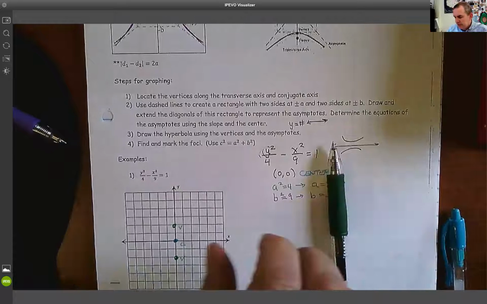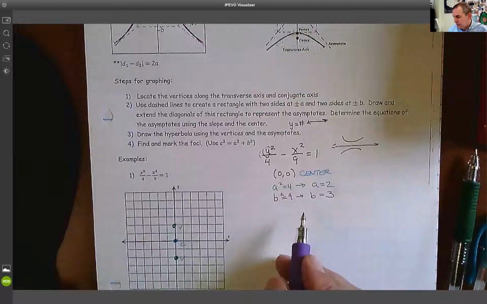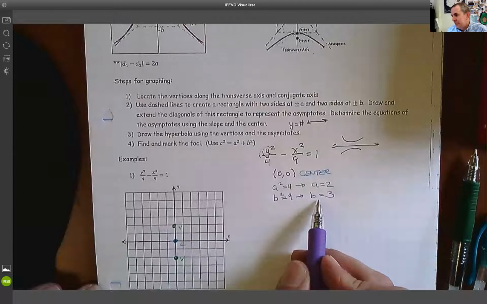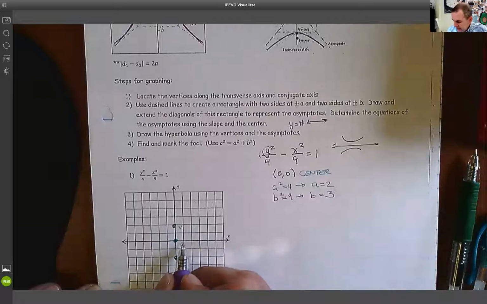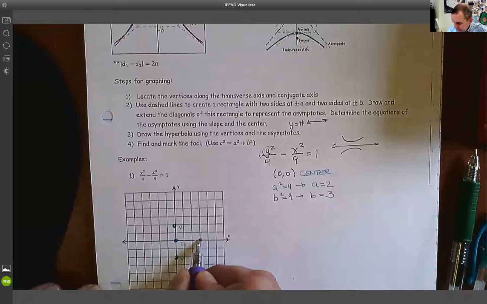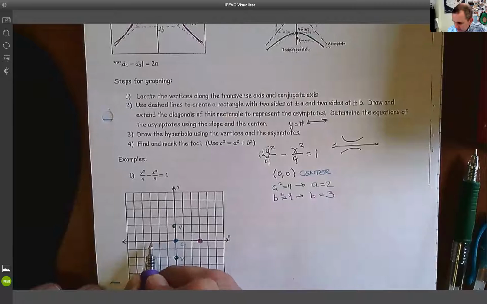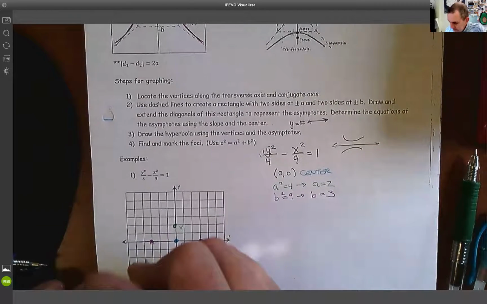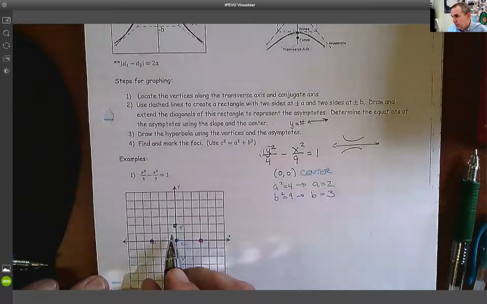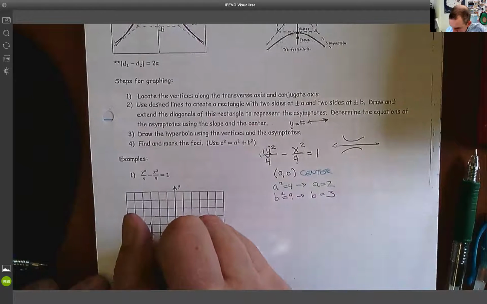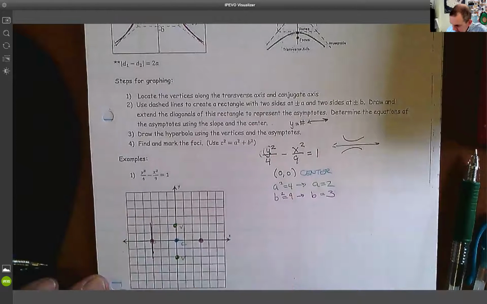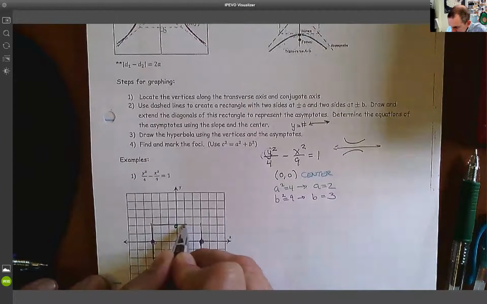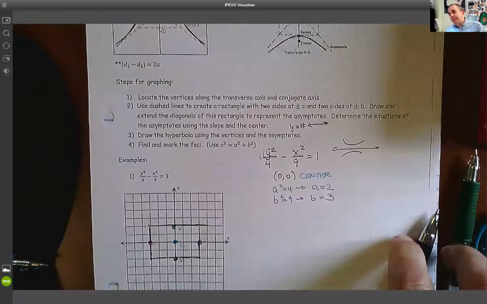Now that we've used the vertices, we're going to use our b to go the opposite direction. So 1, 2, 3 gives me a point here, and 1, 2, 3 gives me a point here. Now we're going to make ourselves a rectangle. The rectangle has all 4 of these spots at the midpoints of its sides. So we're going to have a rectangle that looks like this. So we got our rectangle.